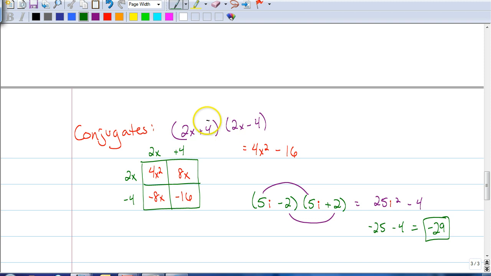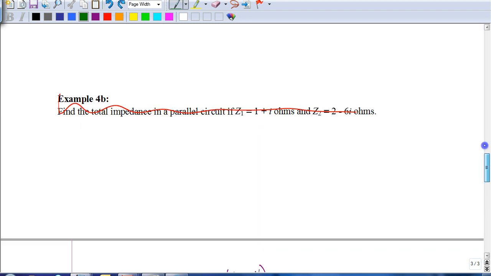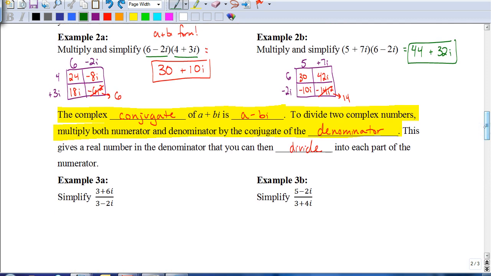So as it is, when we multiply just a regular binomial by its conjugate, something unique happens. We end up with, instead of 3 terms, 2 terms. Something even more interesting happens when we multiply a complex number by its conjugate. We get a single number. There's no more i's left over. It's just negative 29. So let's go back to our notes here to see how we use this.